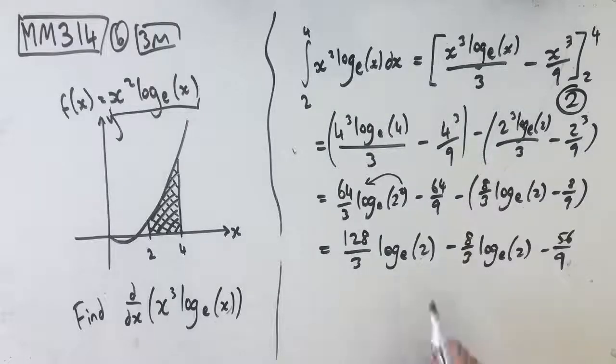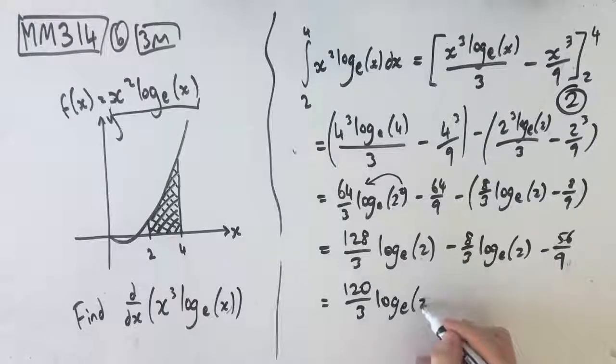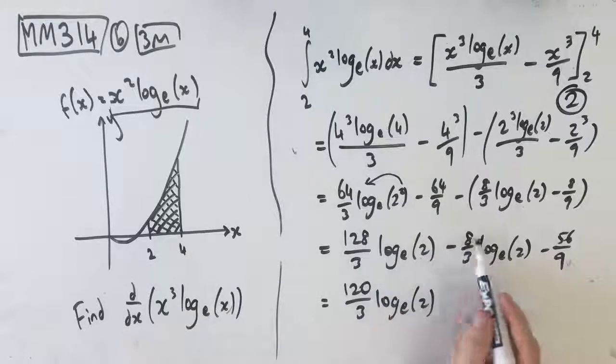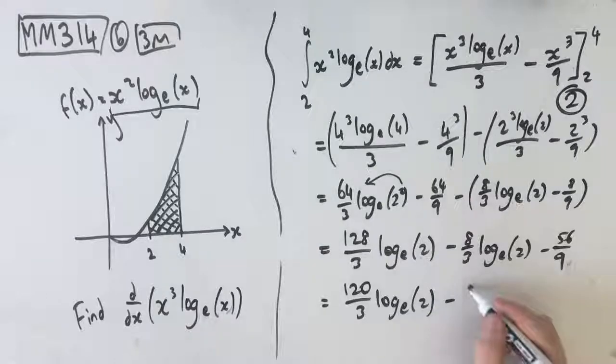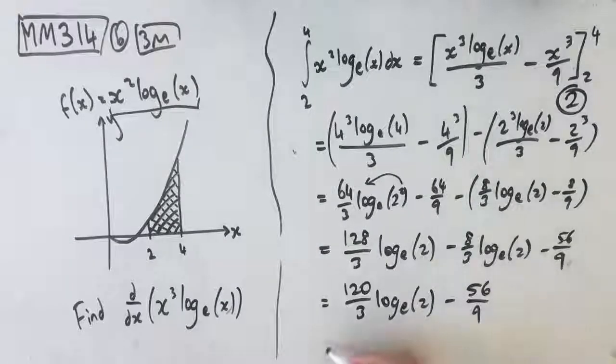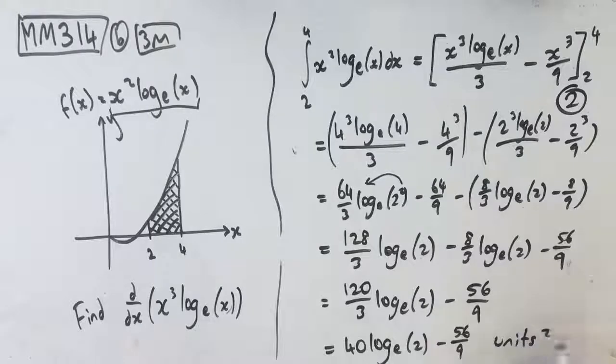So now we're going to join these two things together here, which means we get 120 over 3 log e of 2, right? So we're just doing 128 minus 8, which is 120, and then minus 56 on 9. 120 over 3 is 40, so we get 40 log e of 2 minus 56 on 9 units squared. And that's it. So our area is equal to this. This is our final answer. We get our third mark here as well.